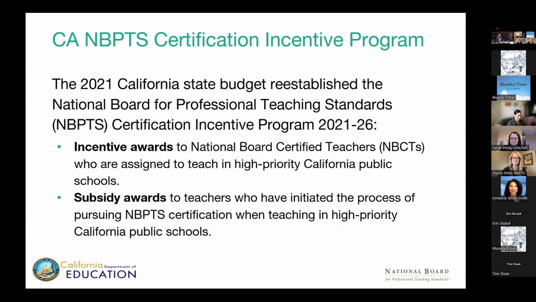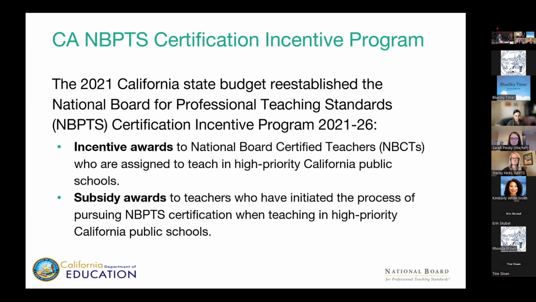We first have what we call the incentive program, in which after you are national board certified, you can earn $5,000 a year for 5 years if you're teaching at a high priority school. And we'll talk a little bit about what is considered a high priority school in a moment.